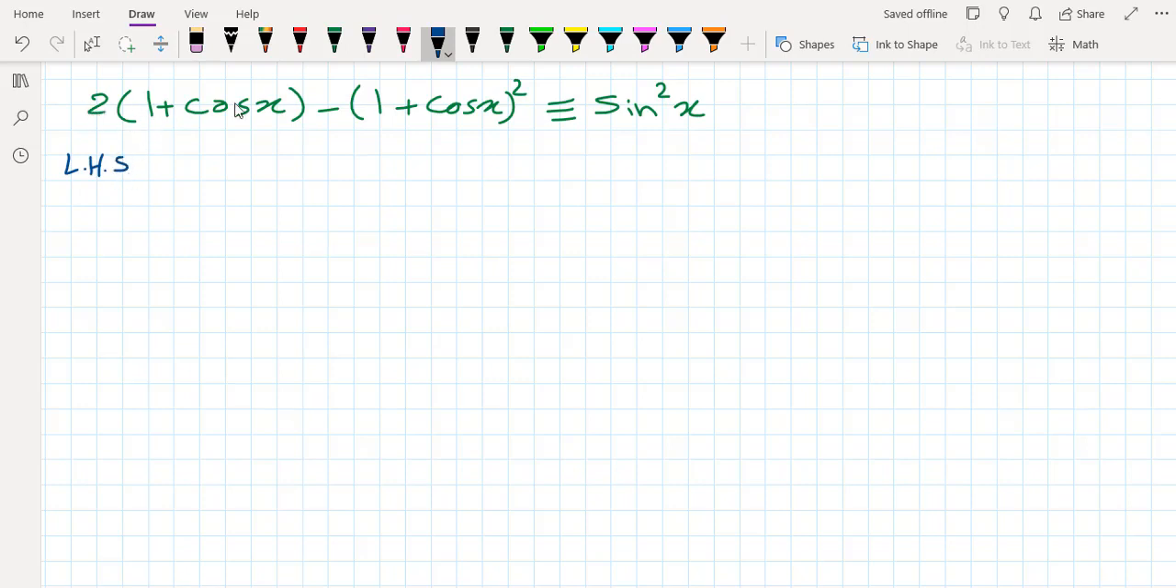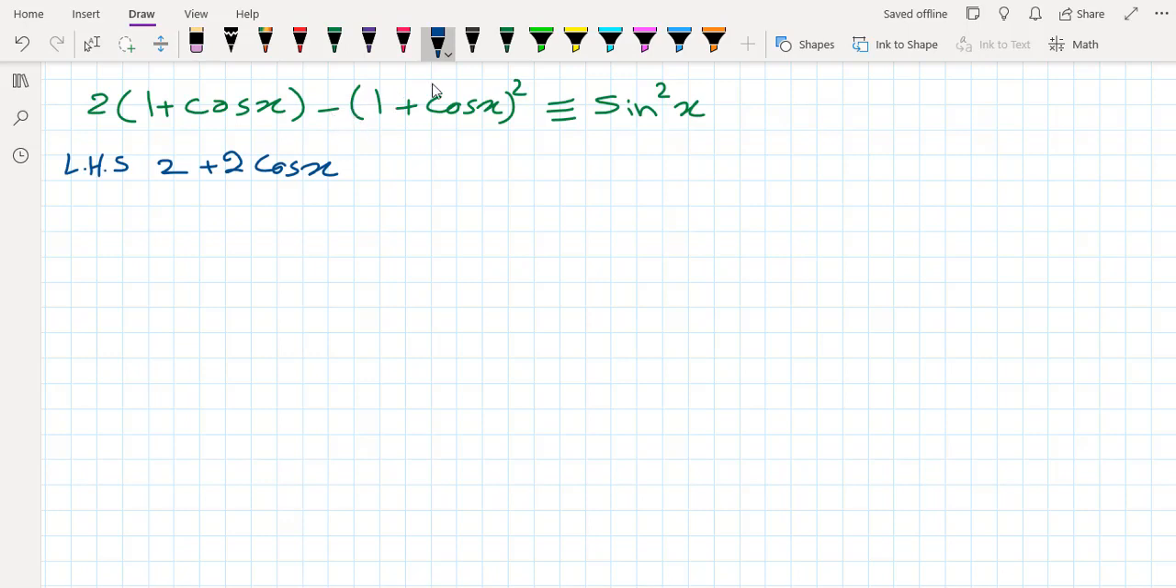We can straight away expand the brackets when we write the left hand side, or we can copy the left hand side, then simplify in the next step. To spend less time, I'm straight away expanding. 2 times 1 is 2, plus 2 times cosine x will be 2 cosine x.